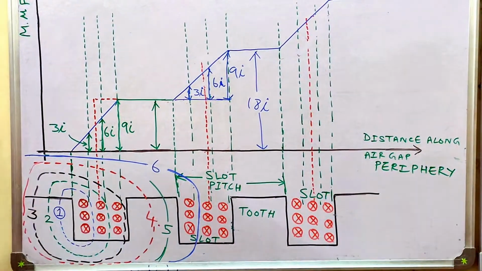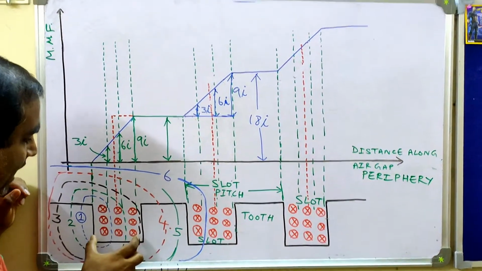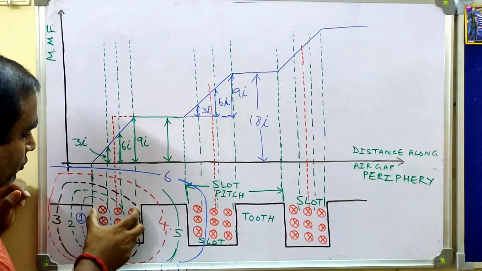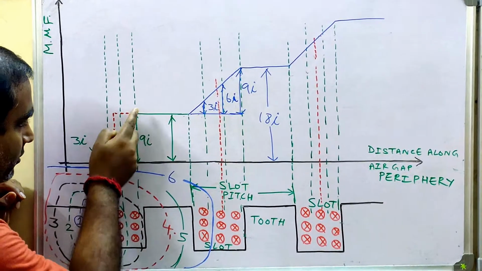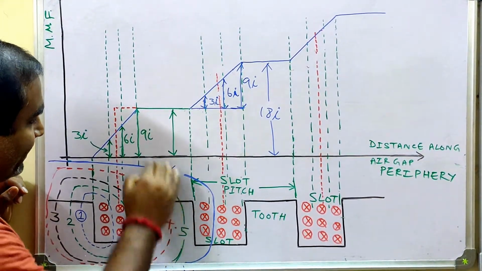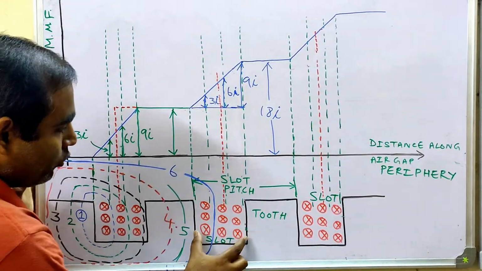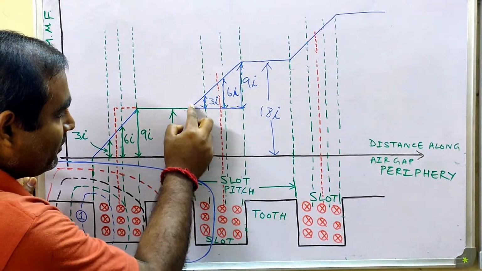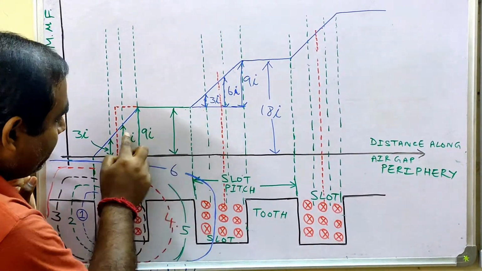So what have you observed? You must have observed by this point of time that the change in MMF over the slot portion is rising in a linear manner, linear fashion, whereas over the tooth portion it is not changing, it is fixed or constant. Again, what do you find? Over the slot portion, MMF is again rising from where it had risen for the previous slot.